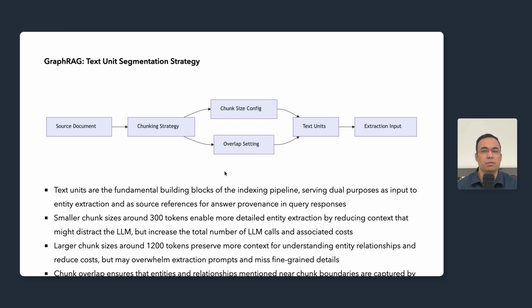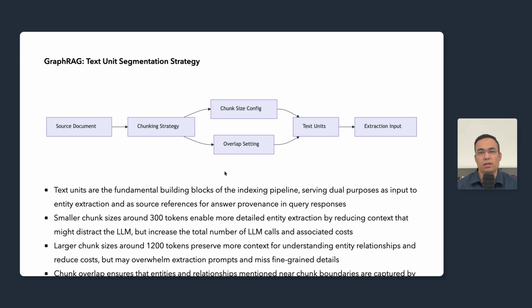Smaller chunk sizes, typically around 300 tokens, enable more detailed entity extraction. When the LLM processes smaller pieces of text, there is less context to distract it and it can focus on extracting fine-grained details. However, smaller chunks significantly increase the total number of LLM calls required during indexing, which directly increases your costs.